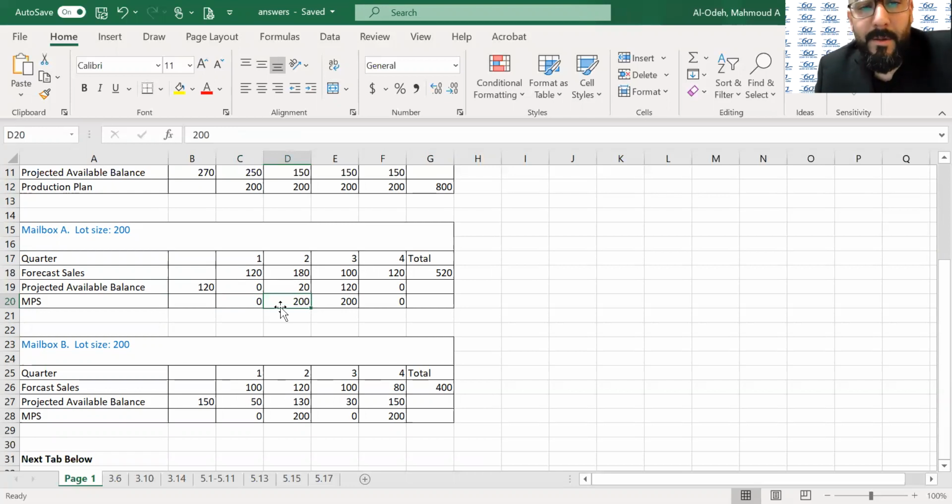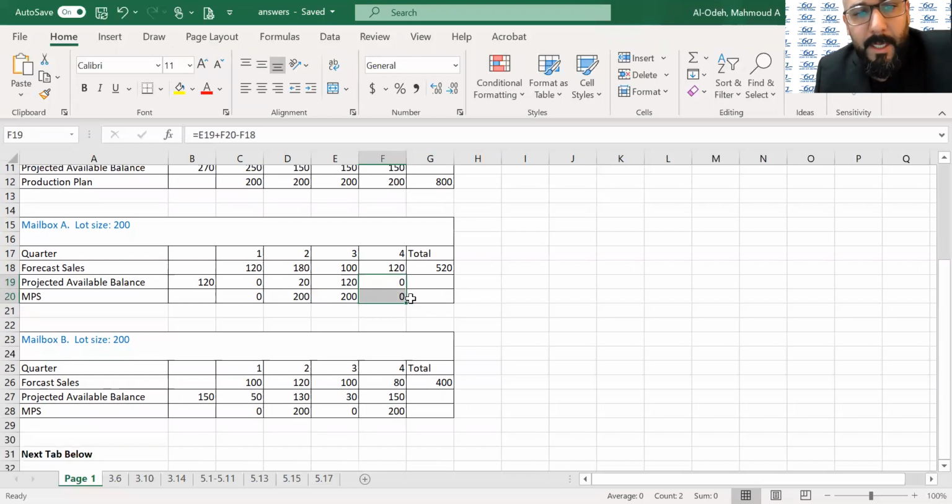Now here on period 2, quarter 2, we have to issue an MPS because we don't have anything. You send 180 to the customer, that would leave you with 20 units available. 20 units available is not enough to provide the customer needs. So after producing the MPS, you send the 100 to the customer, that would leave you with 120 available to the customer. On quarter 4, the demand is 120, so you send the 120, that would leave you with a 0 balance at the end of that period.